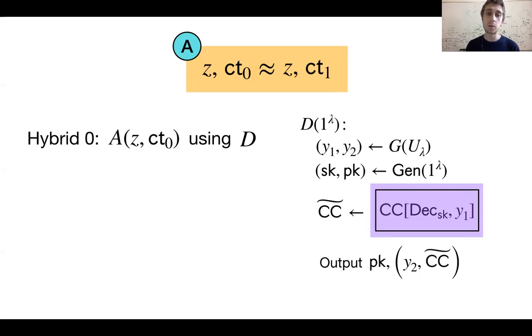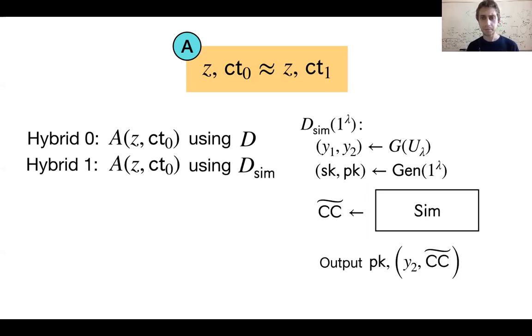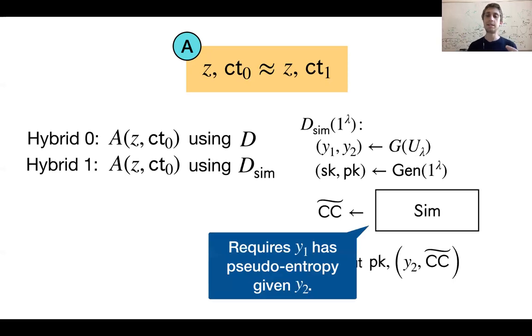Next, we consider a hybrid where we switch the obfuscated circuit to the simulated version, and we look at the adversary A's output now, given this simulated distribution. The point is that because the target of this obfuscated circuit has high pseudo entropy, even given y2, which is in the auxiliary input, we can do this swap and the distribution of A's output won't change too much.